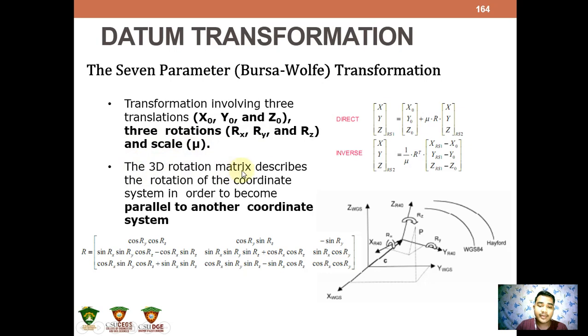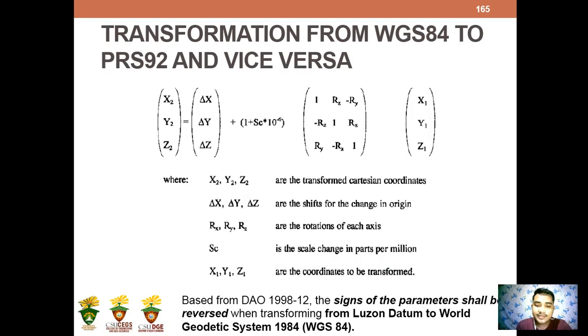The 3D rotation matrix describes the rotation of the coordinate system in order to become parallel to one another coordinate system. This is what we call the direct transformation, and there is also an inverse. So, these are now the formulas for transformation from WGS 84 to PRS 92. This was based on the DENR 1998-12, so the formula comes from here.